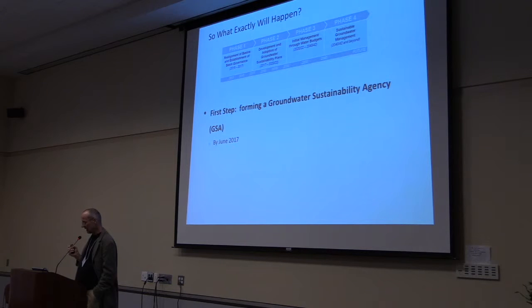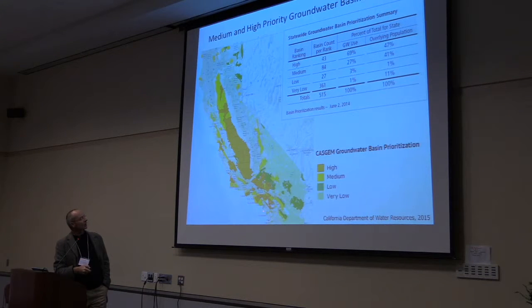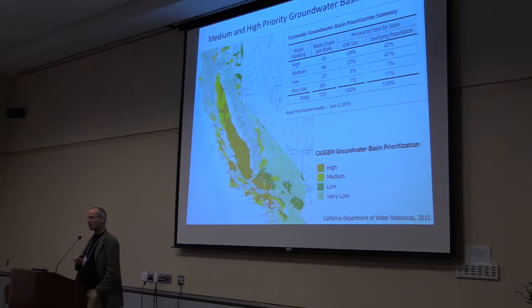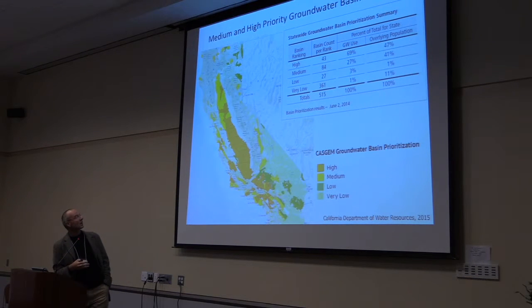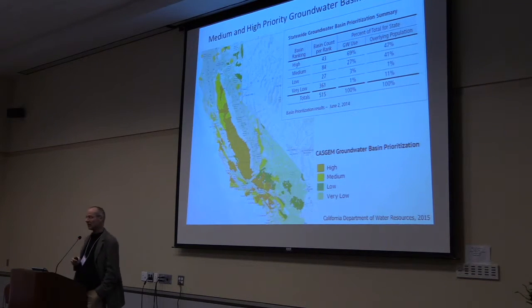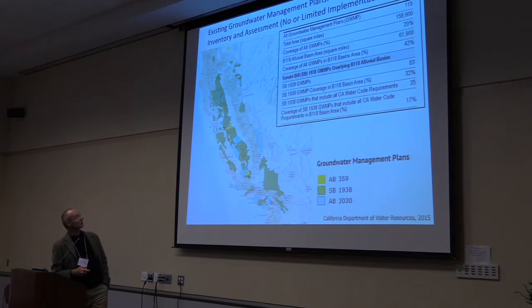The first step is that we will have to create groundwater sustainability agencies. These are local agencies that are going to have to cover all of these yellow and orange basins. These are basins that have medium to high usage of groundwater. They're called medium and high priority basins. They're essentially medium and high usage groundwater basins. This is about 95% of all of our groundwater use in the state. These local groundwater sustainability agencies have to cover all of that yellow and orange area no sooner than June 30th of 2017, which is just around the corner.